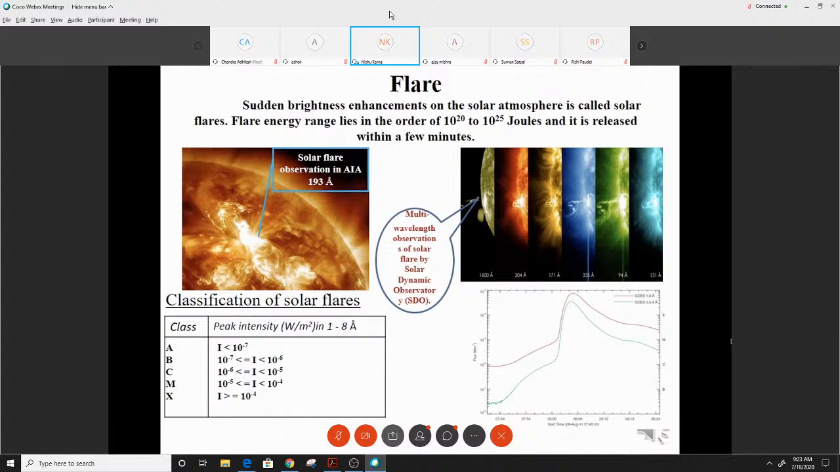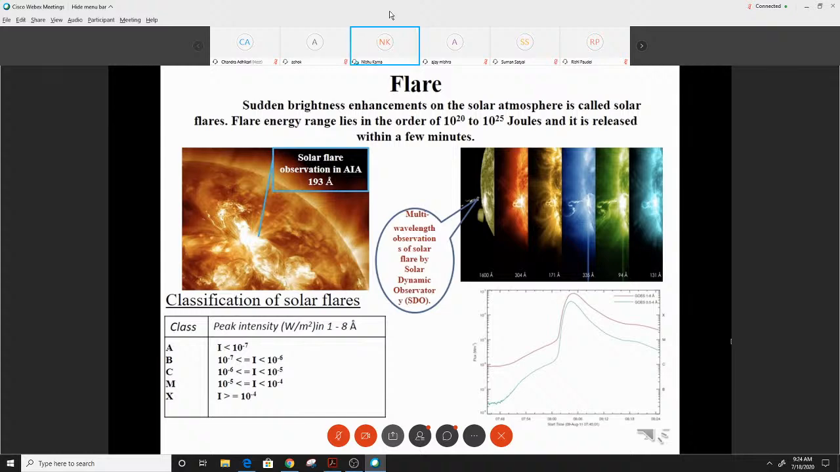These multi-wavelength observations of solar flares demonstrate complex temporal and spectral variability in the energy release process at different height levels. According to the X-ray flare intensity, solar flares are classified into different classes: A, B, C, M, and X. The range of intensities is summarized in the table given in the slides. The right lower corner figure in the slide shows the GOES light curves corresponding to 1 to 8 angstrom in red color and 0.5 to 4 angstrom in green color.